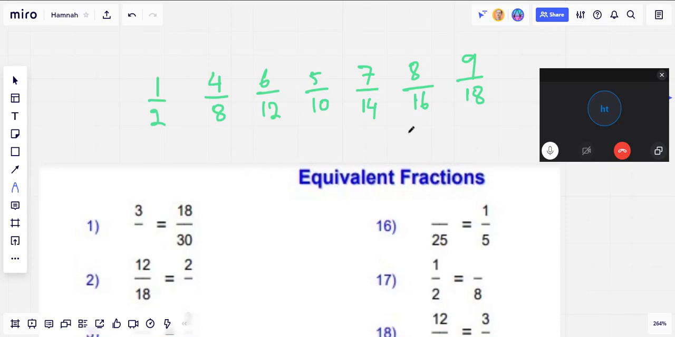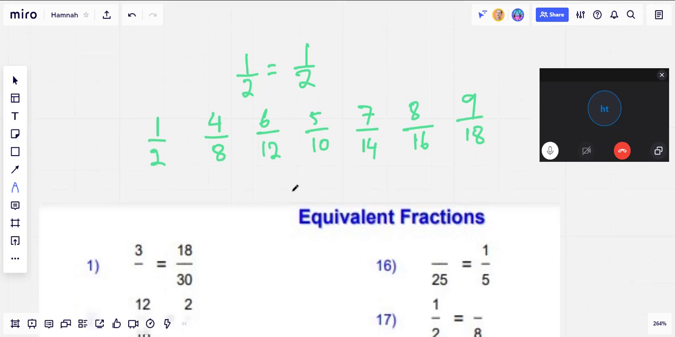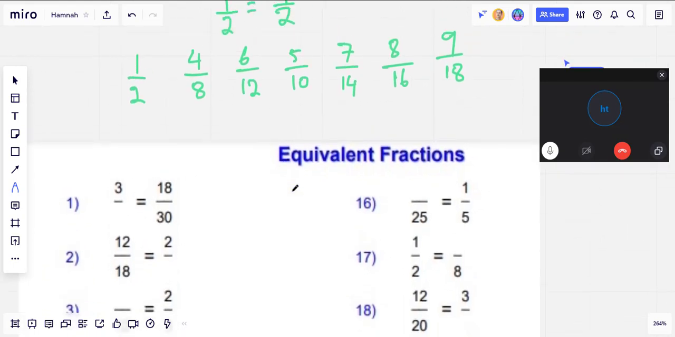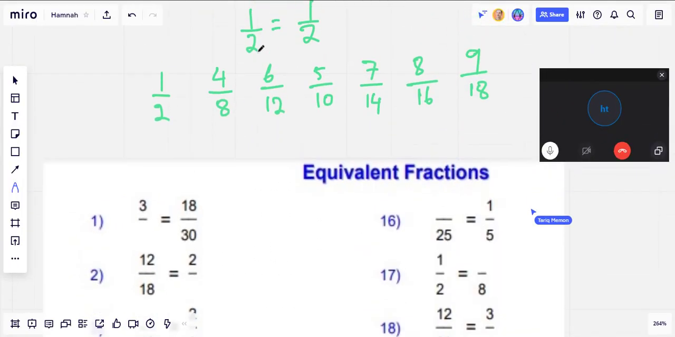Okay. So they're all equivalent fractions, not equal fractions, equivalent fractions. An equal fraction would be 1 over 2 equals 1 over 2. They're both equal. Equivalent, they look different, but they mean the same thing. Like in English, synonym words: different words but with the same meaning. Something like that.